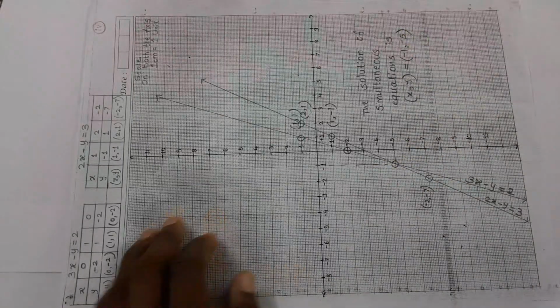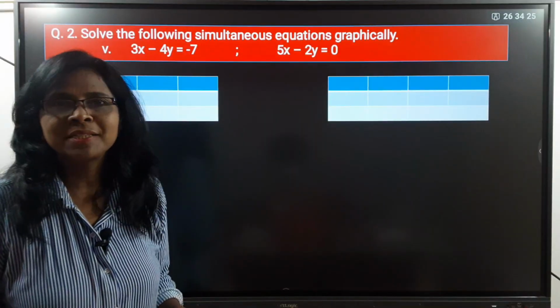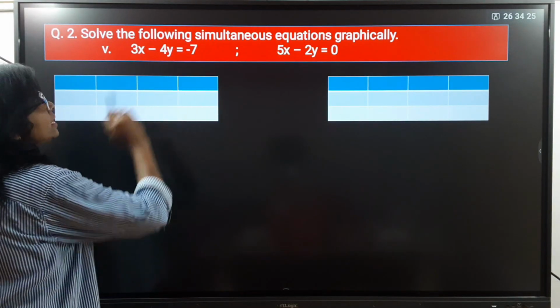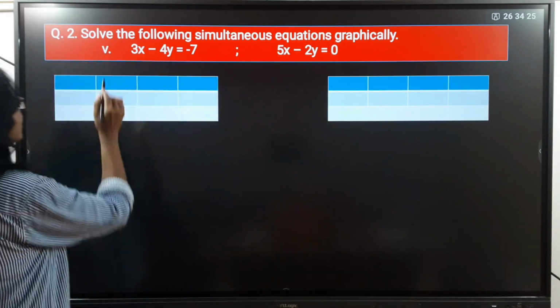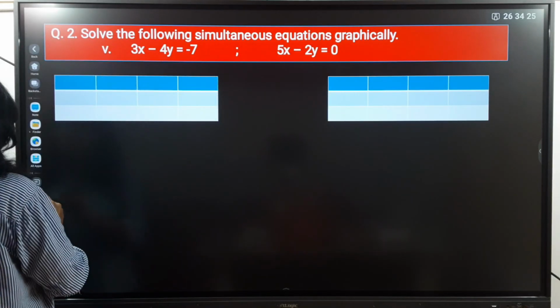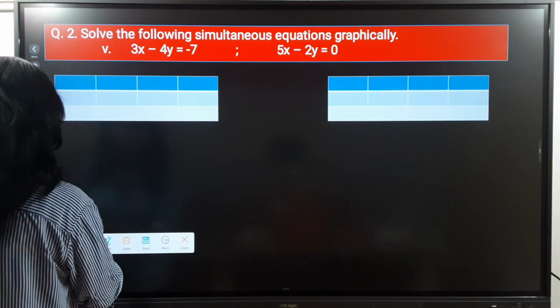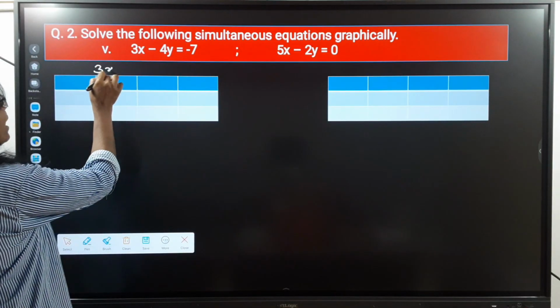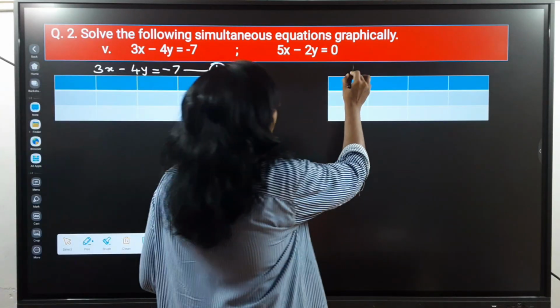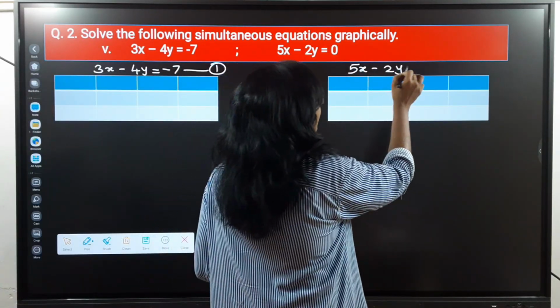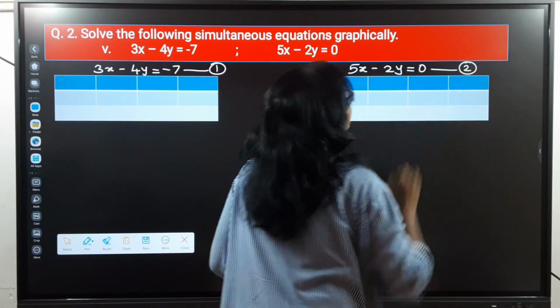Next example students, 3x minus 4y is equal to minus 7 and 5x minus 2y is equal to 0. So now here students, I write down the first equation here. So here 3x minus 4y is equal to minus 7, call it as the first equation. Then here 5x minus 2y is equal to 0, call it as the second equation.